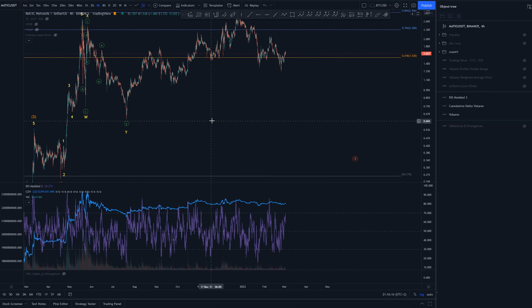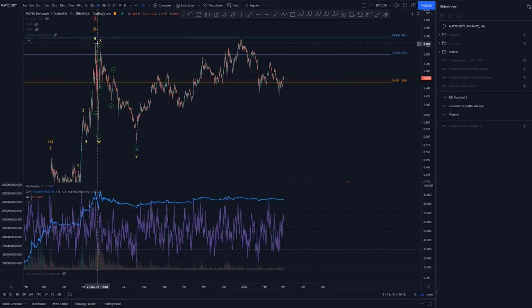Now this correction that we are in is some kind of flat or WXY. It's an expanded flat, as this point has gone past the previous high, and it could be a running flat as well, or the X wave here.